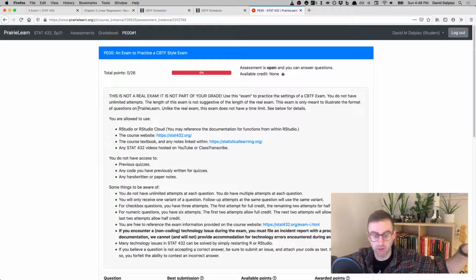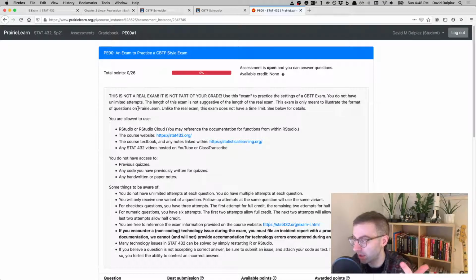So a few words of caution. This exam in no way is indicative of the length of the real exam. This is only meant to help you understand the differences between a quiz and an exam in Stat 432 on Prairie Learn. Also, this practice exam doesn't have a time limit on it, but the real one will, an hour and 50 minutes.